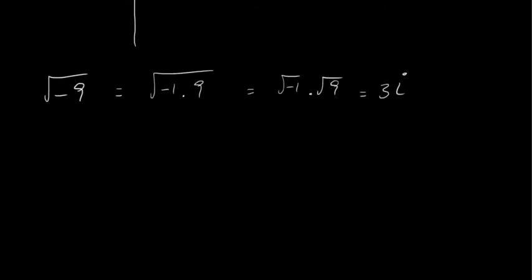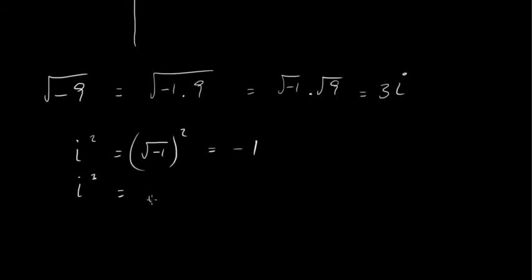Now let's have a look at squaring i and cubing i and so on. So let's take i first of all, and we'll square it. Well, that's just going to be the square root of minus 1 all squared, so that's just going to give us minus 1. Let's take i cubed.